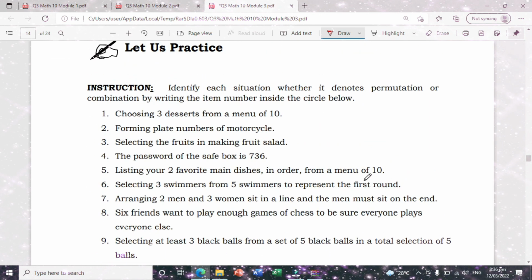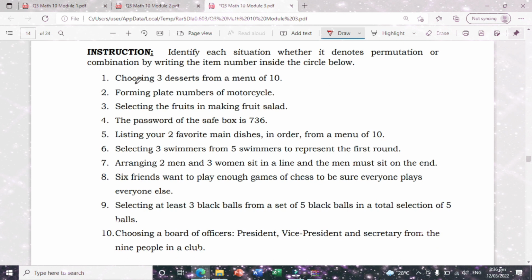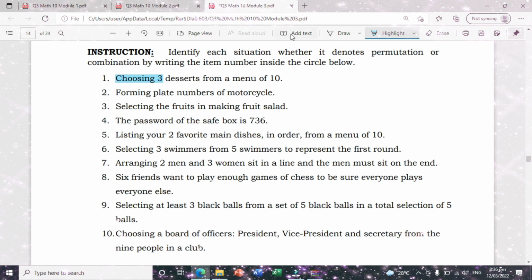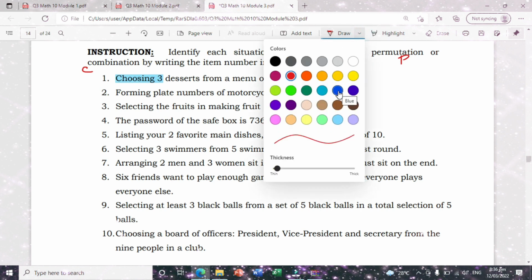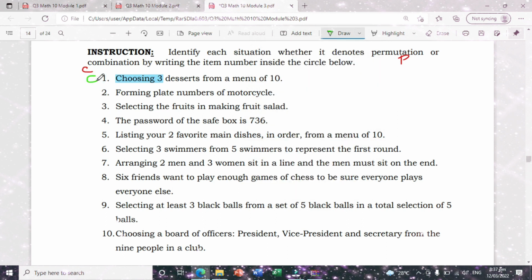Okay, so let us practice choosing 3 desserts from a menu of 10. What kind of situation is this? Is this permutation or combination? So what would be our keyword? Choosing. So is it P or C? So sa number 1, this is what letter? Okay, this is letter C.